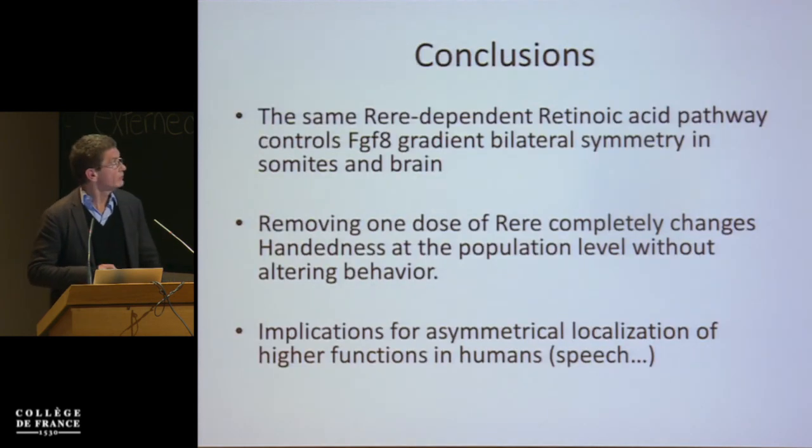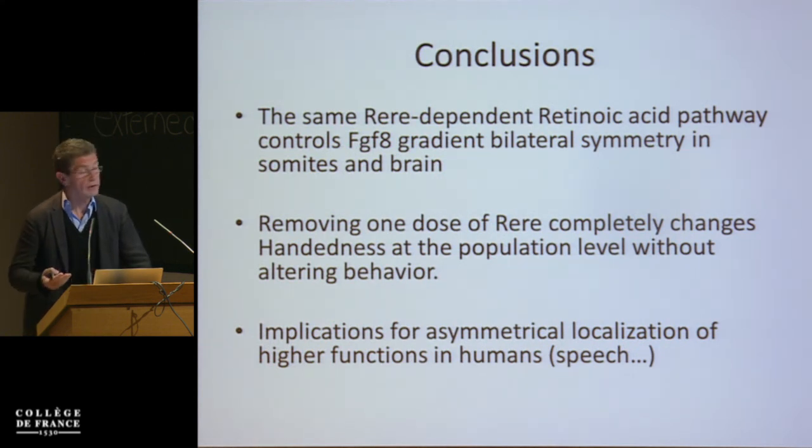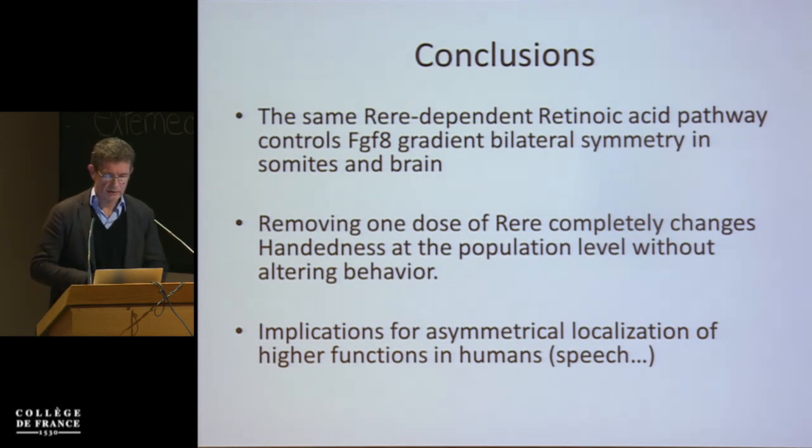So the conclusion here is that the same dependent retinoic acid pathway, and I would argue that this is a non-canonical retinoic acid pathway, controls the symmetry of the FGF gradient, the bilateral symmetry of the gradient, both in somites and in brain, and probably in other organs as well. How this works in detail, we don't understand yet very well.